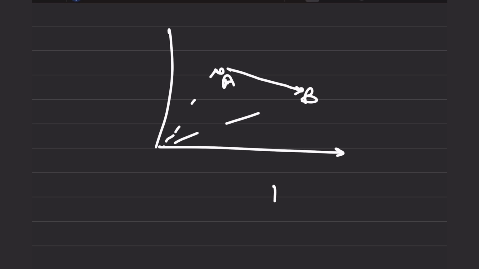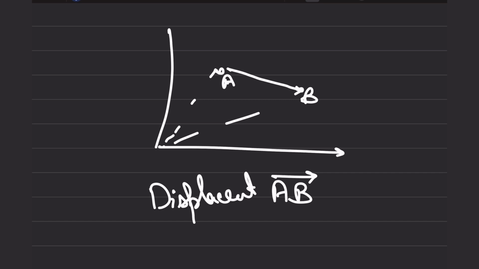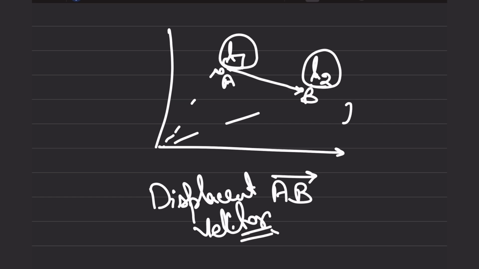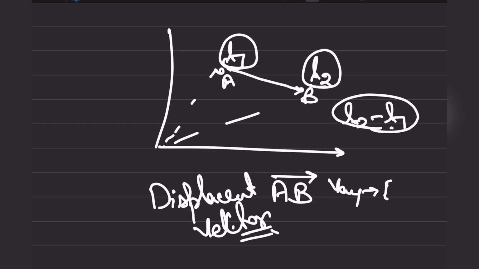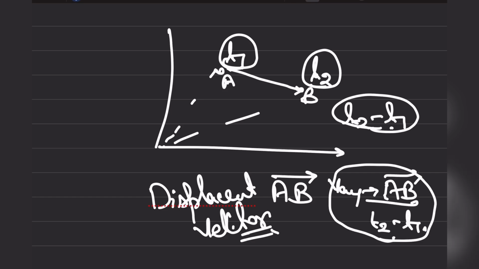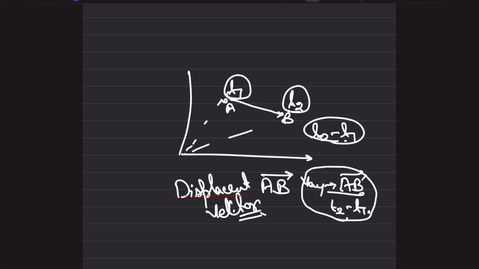Suppose that this is point A and this is point B, and the particle goes from A to B. So the displacement will be AB. This is the displacement vector. The time here is t1, and when it reaches B the time is t2, so the time it takes is t2 minus t1. So the average velocity will be AB by t2 minus t1. This is how the average velocity will be defined for a particular particle.